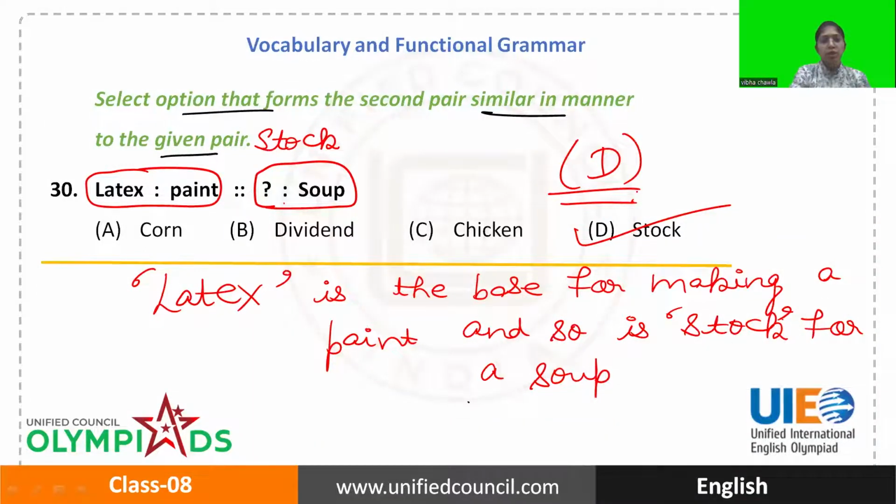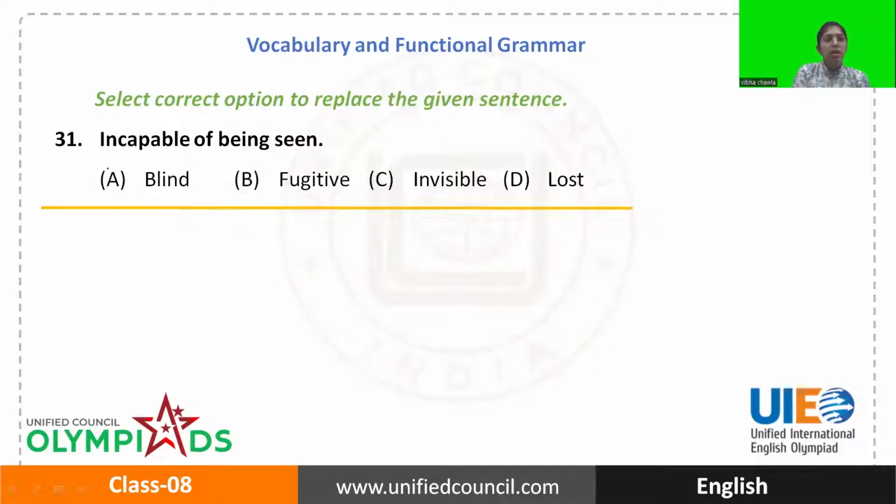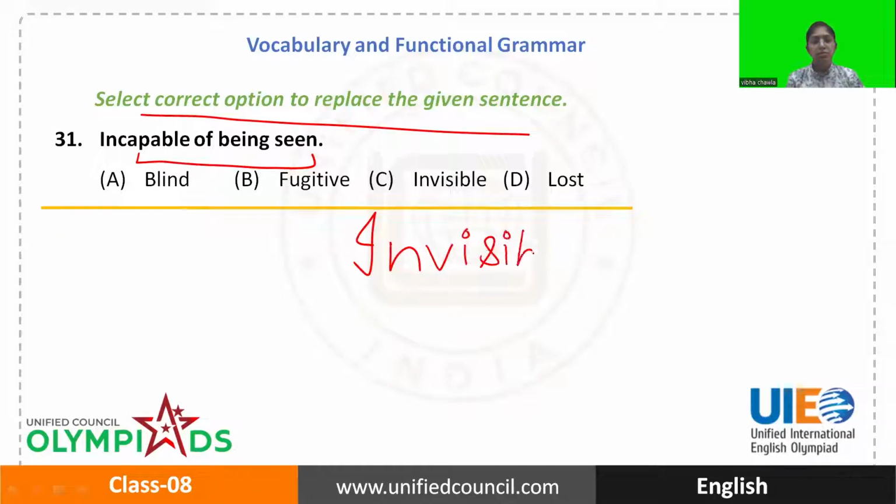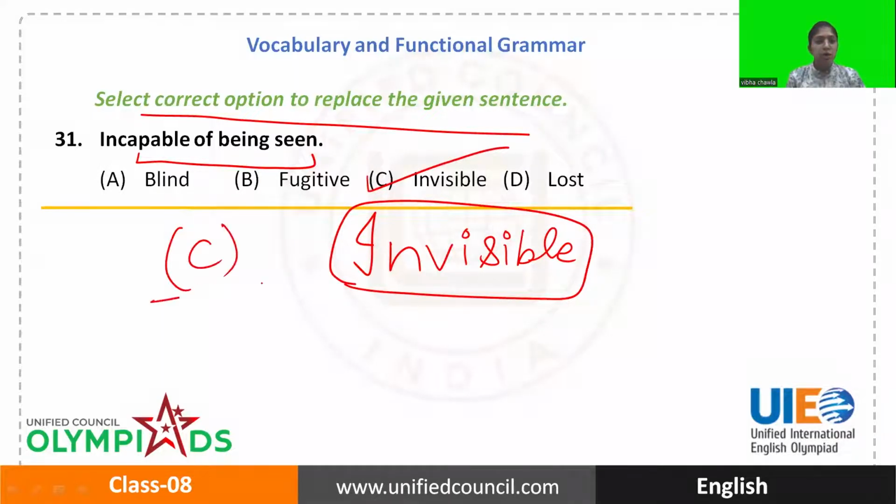Let's now quickly move to the next question, which is question number 31. Select correct option to replace the given sentence. Incapable of being seen. We are not saying incapable to see. That is for blind. If somebody is incapable of seeing something, that is blind, but here it is incapable of being seen, passive, something that you cannot see. That is called invisible. Okay, it is option C.